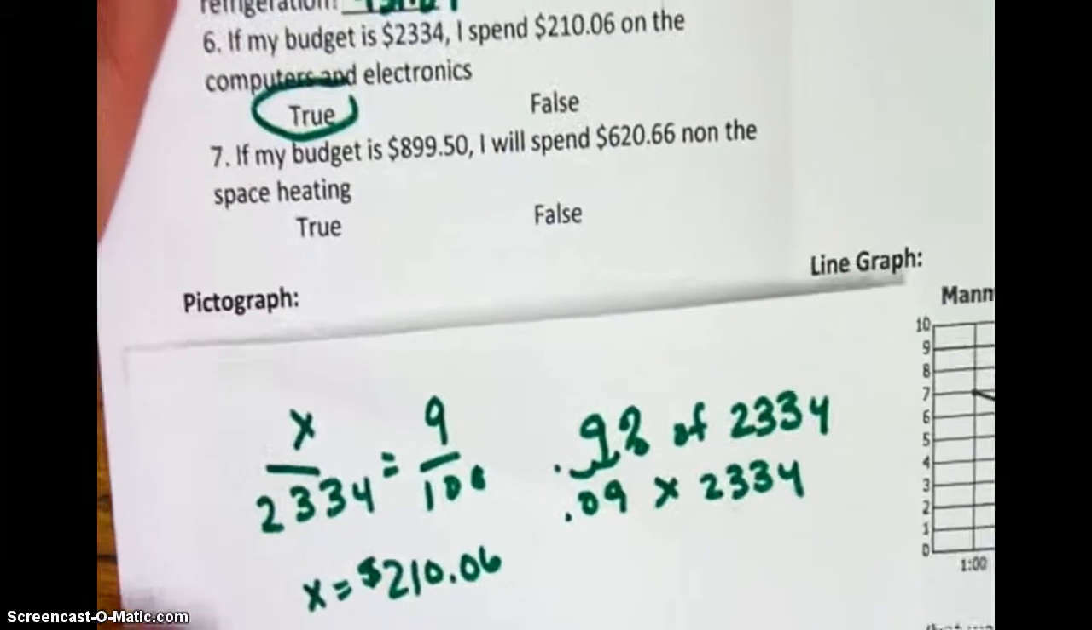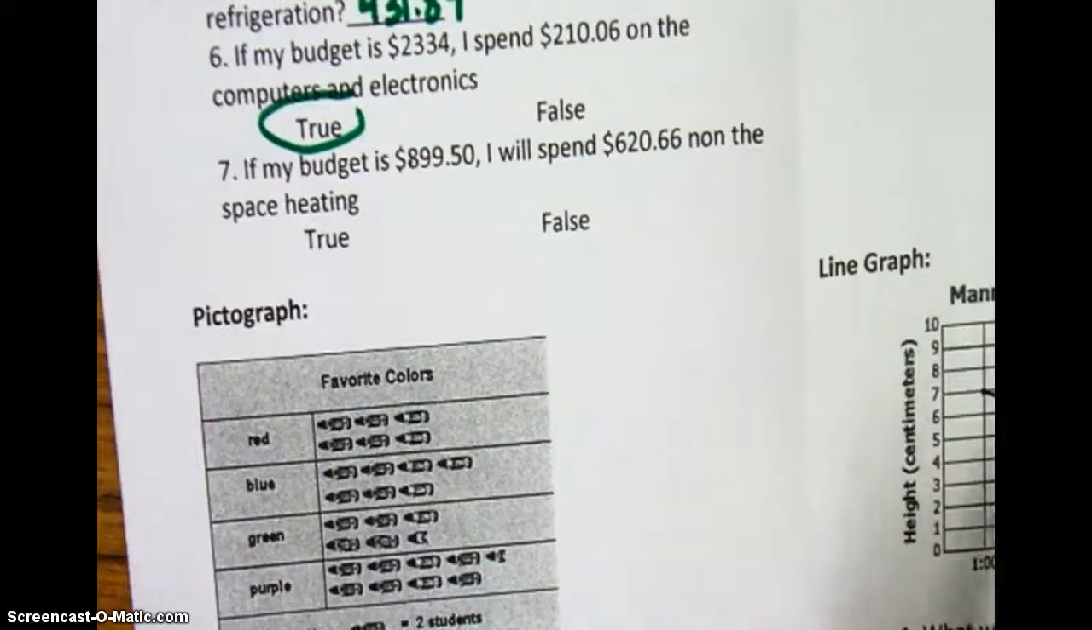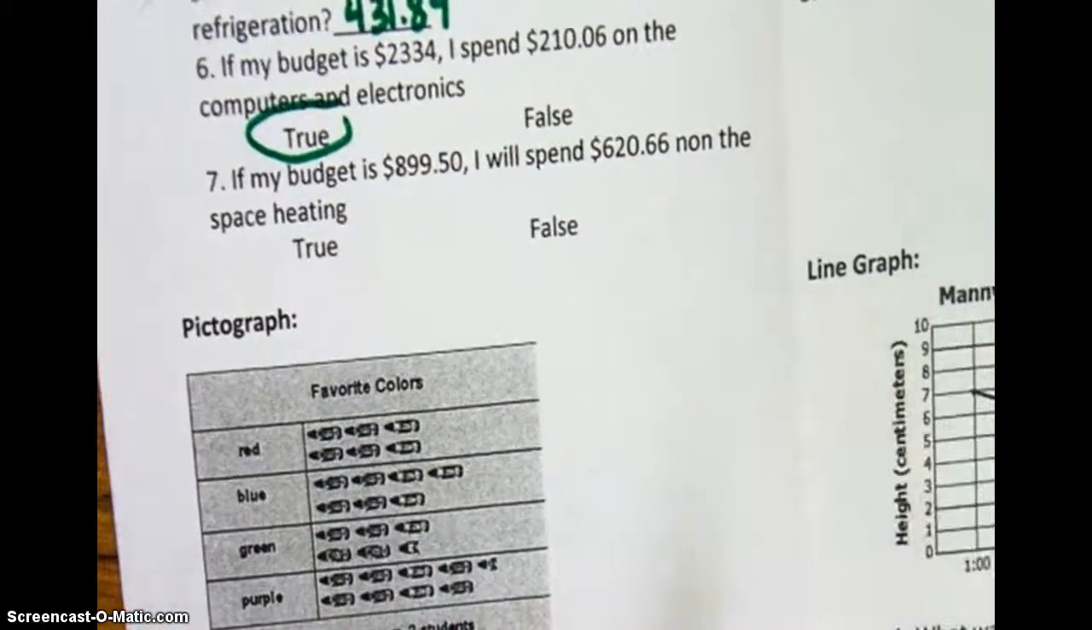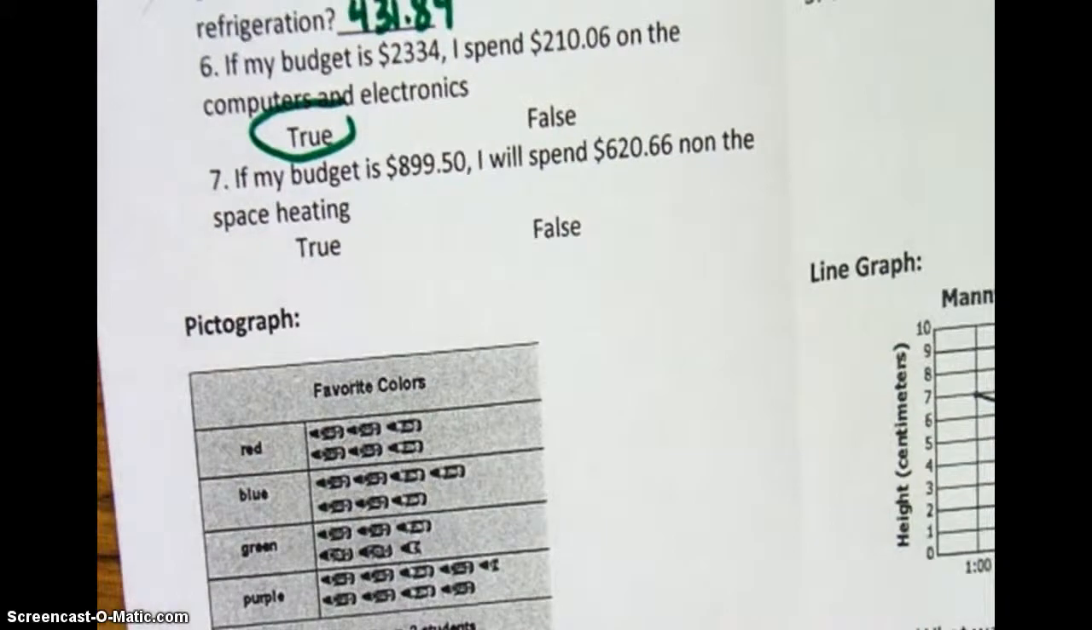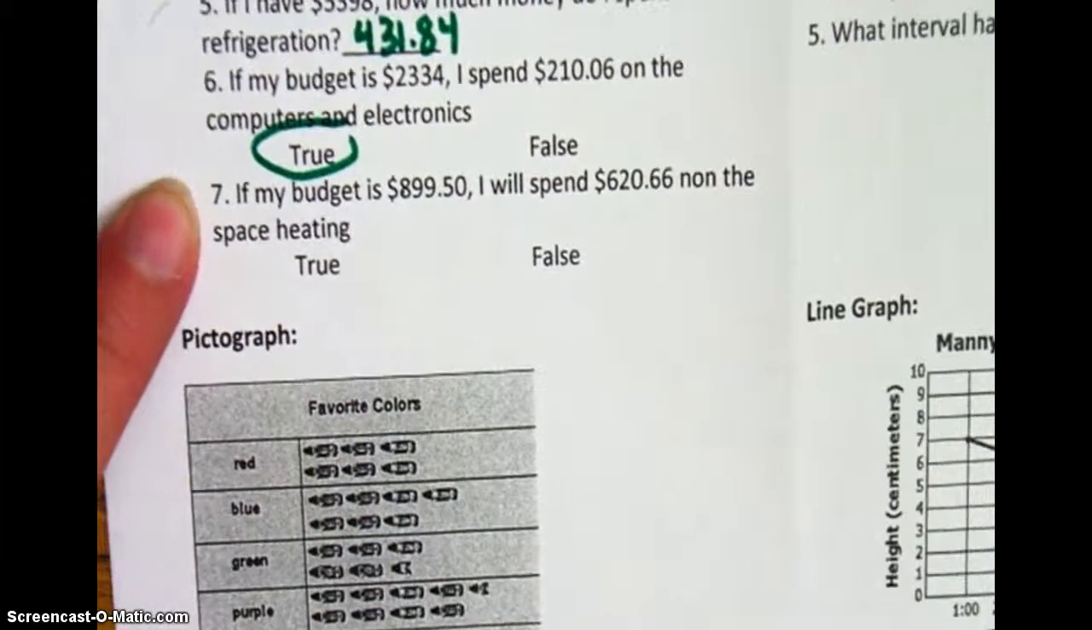Question number 7. If my budget is $989.50, I will spend $620.66 on the space heating. So what I'll do is I'll go ahead and leave you with this one to go ahead and answer this one yourself.